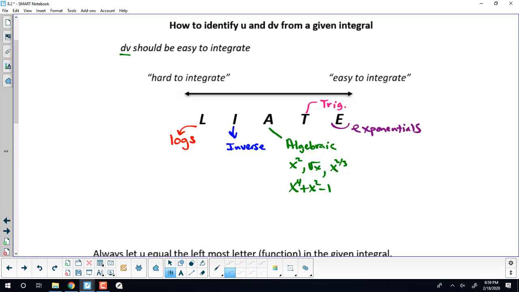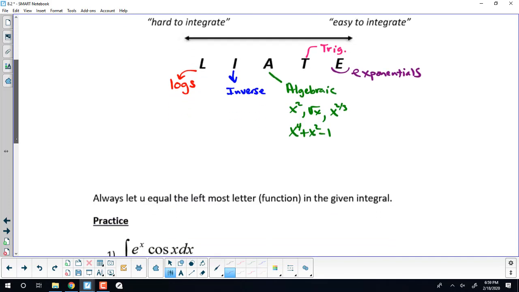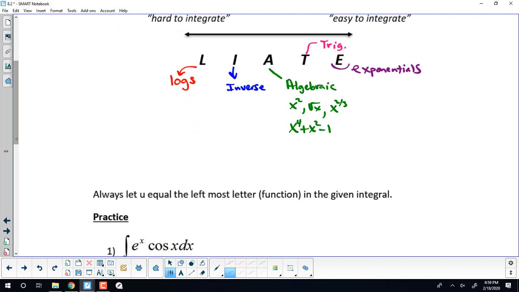So maybe it's helpful for you to look at that. We're going to establish this as something we're going to use to identify what u should be. Because remember the process for integration by parts: you have to identify a u and a dv. So this acronym should help you identify what u should be. You should let u equal the leftmost function of that right there.